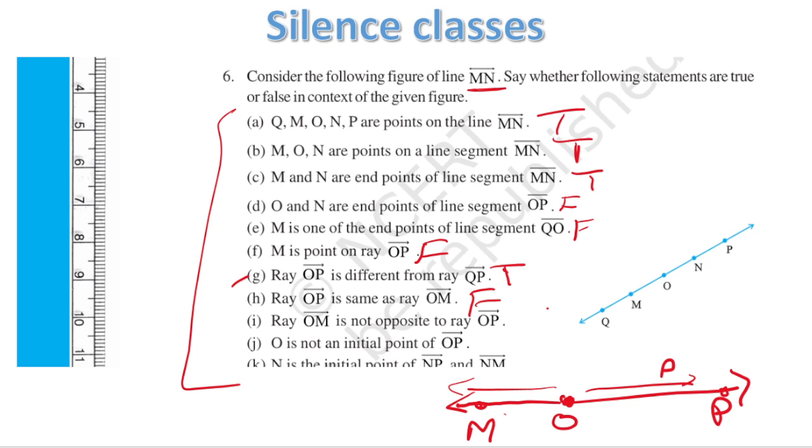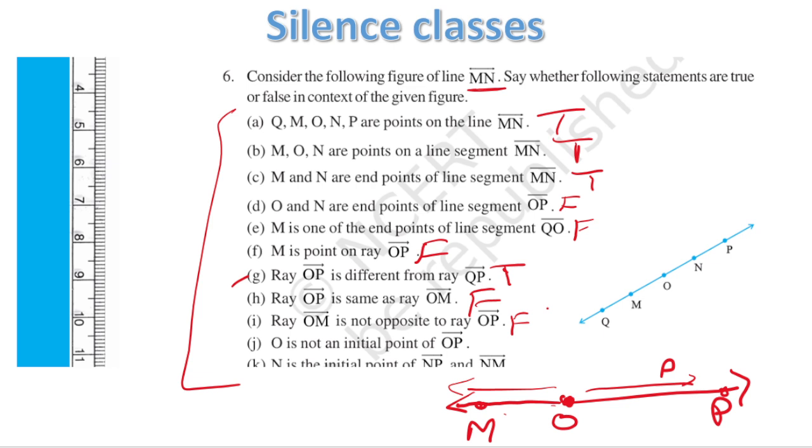Now, ray OM is not opposite to ray OP. Yes, we can see clearly that it is an opposite ray, because one is moving towards the right and the other is moving towards the left. It is clearly shown here. So the statement that ray OM is not opposite to ray OP is false, because it is opposite.